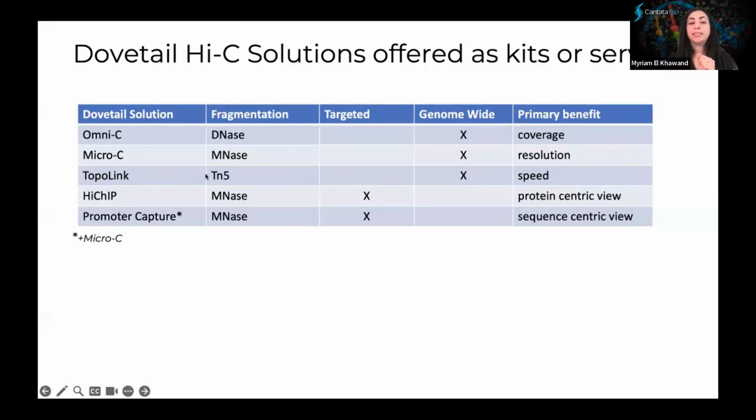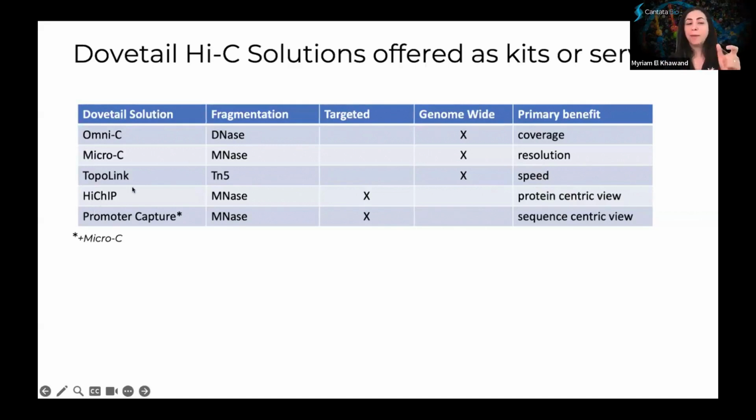TopoLink uses Tn5 for fragmenting that chromatin. It is also a genome-wide approach, so all of those three are genome-wide approaches, but the primary benefit is that it can actually still get you to call your topological features and map all the interactions in your genome, but it does that with a quicker workflow.